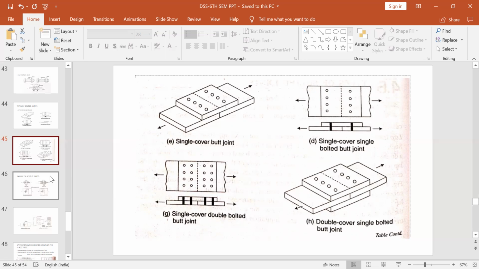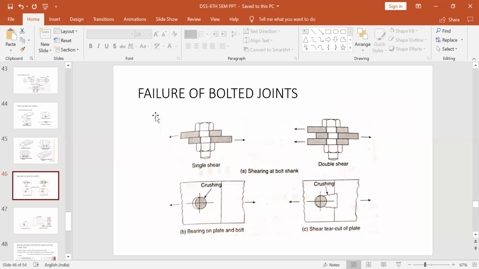So these two are the main kinds of joints. Now we'll discuss the failure of bolted joints. Before failure, we have to understand how the load is being transferred, the load transfer mechanism in bolted joints. Depending on the type of bolt, whether it is ordinary bolts or high strength friction bolts, the load is transferred from one connected part to the other by shear and bearing or by friction.